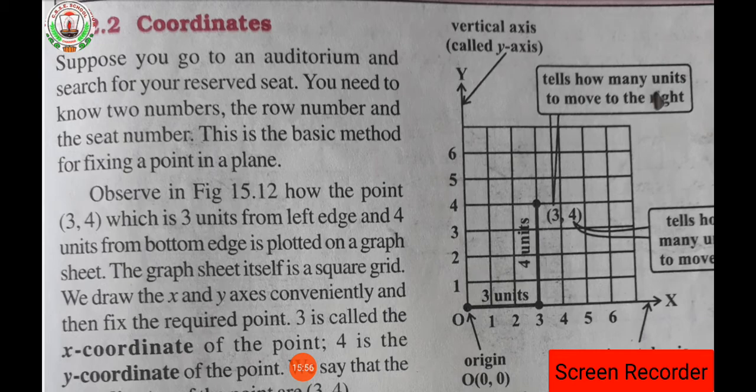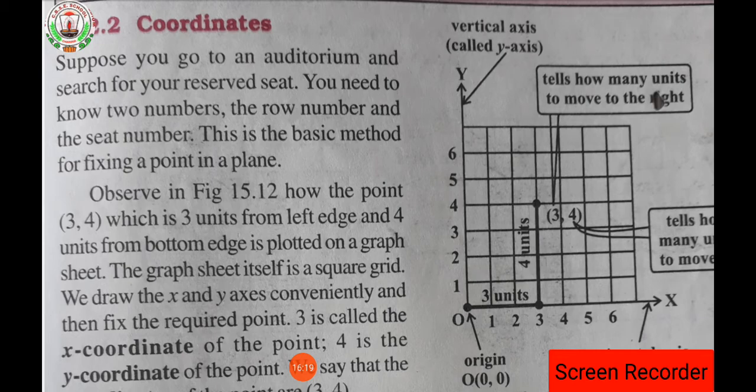Of course, when we see the auditorium or anywhere, we first look for our booked seat, isn't it? So you need to know two numbers, the row number and the seat number. We use the row number and the seat number to search for our particular booked seat, isn't it? So this is the basic method for fixing a point in a plane.